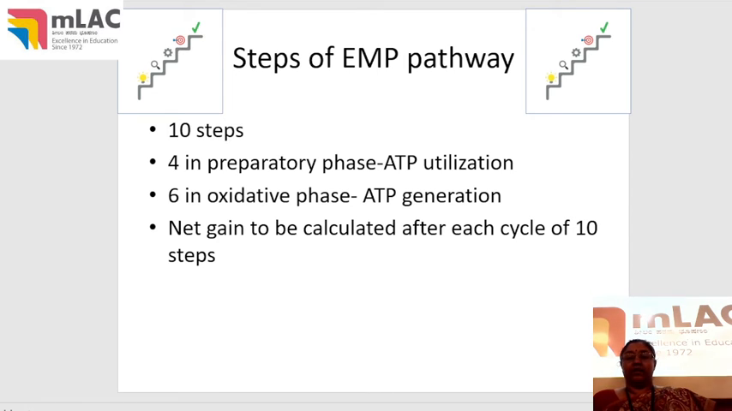Altogether, EMP pathway comprises 10 steps. The first 4 steps are categorized as preparatory phase reactions, wherein there is ATP utilization and low-level phosphorylation. In the next 6 steps, there is ATP generation, and these 6 steps constitute the oxidative phase of EMP pathway. In the oxidative phase, there is high-level phosphorylation reaction happening. At the end of the pathway, we shall calculate the net gain of ATP for each cycle of EMP reactions.